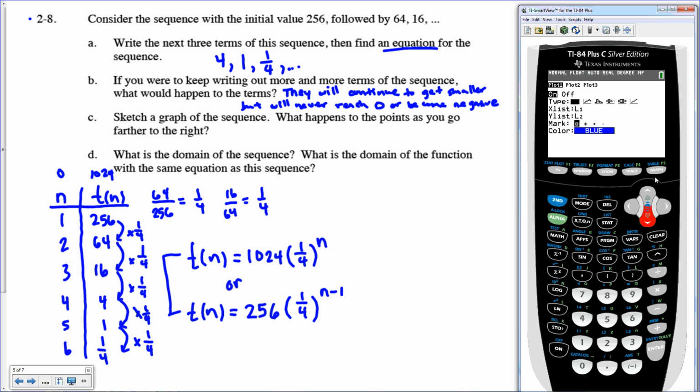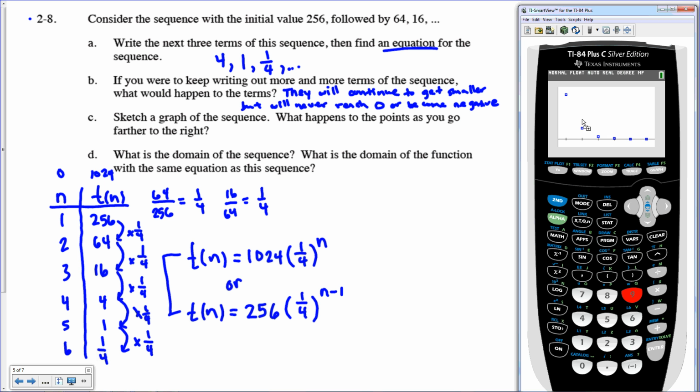So let's go ahead here and press graph. And you'll see it'll have some of our points here, but maybe not all of them. So what you want to do is go to zoom. And we want to do a zoom stat number 9. You see now it's got all of our points on there. So you see it's getting lower and lower and lower. It's getting closer and closer to the x-axis.